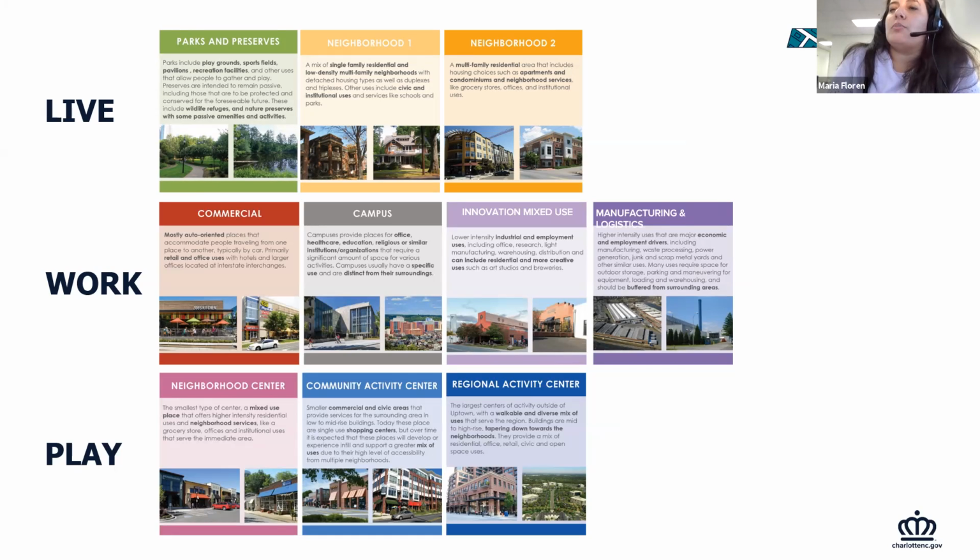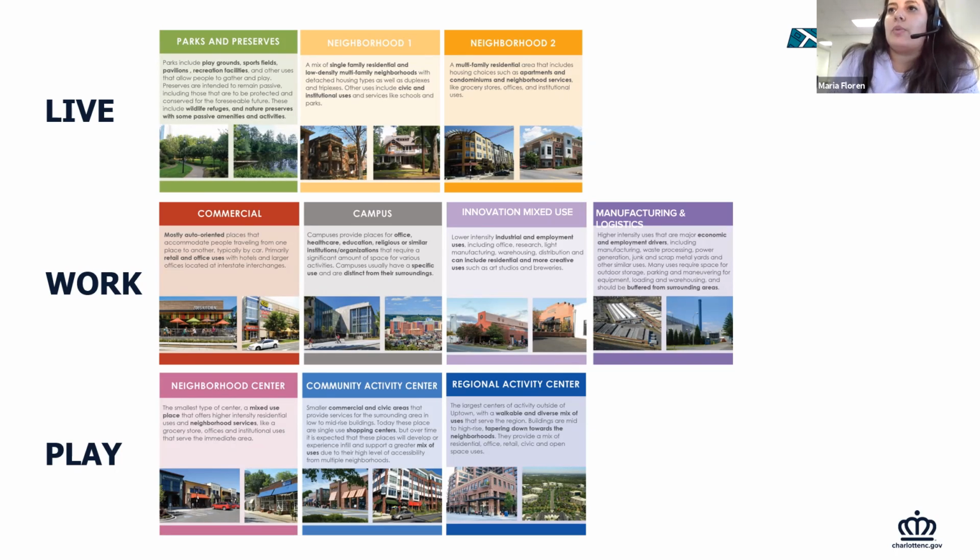We have commercial, which is more auto-oriented office and retail uses. Campuses are places for office, healthcare, or religious institutions. Then we have innovation mixed use, which is a lower intensity industrial and employment center. Then we have manufacturing and logistics, which is more manufacturing, waste processing, power generation, et cetera.